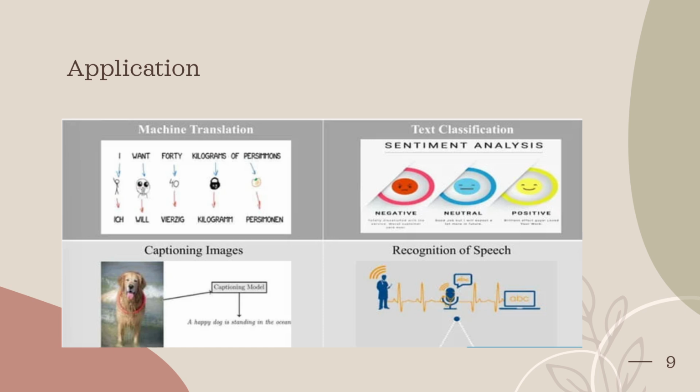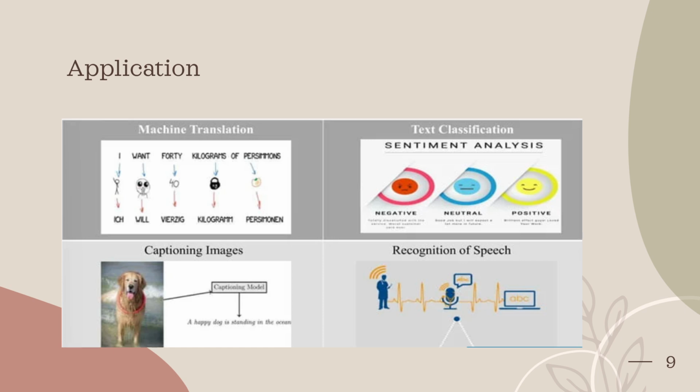The third application is image captioning. As the picture suggests, when a picture is given, the RNN will automatically caption it, like a dog is standing in the ocean. We can do this with the help of RNN, recurrent neural network.